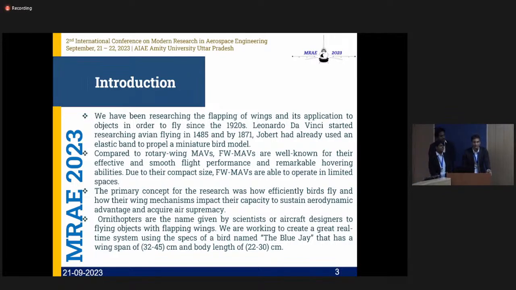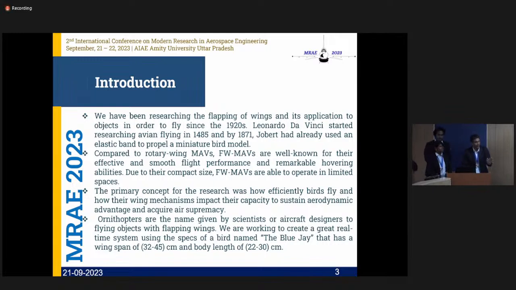Basically, an ornithopter is nothing but a flapping wing UAV. That is biomimicry of a bird, the way it flaps its wings. So we have been trying to copy that and make it into an unmanned aerial vehicle, a UAV. This research has been going on since the 1920s. The first models were developed by Leonardo da Vinci.